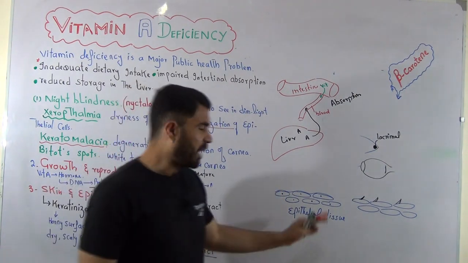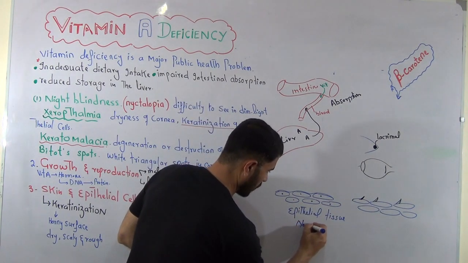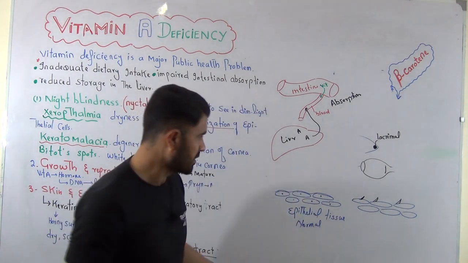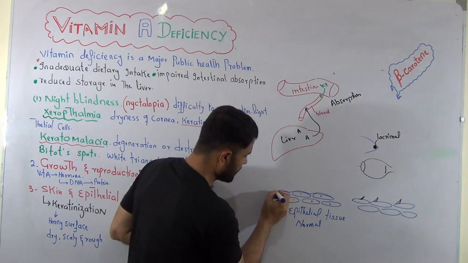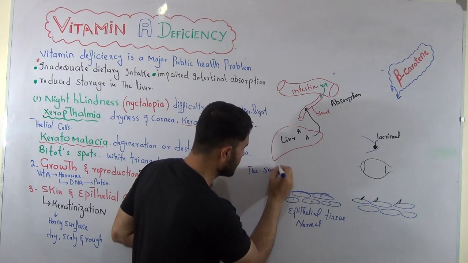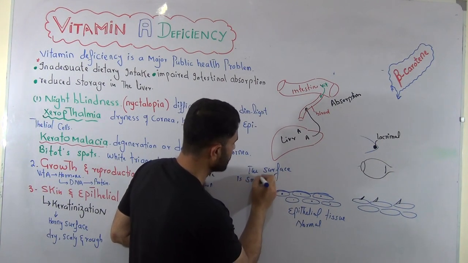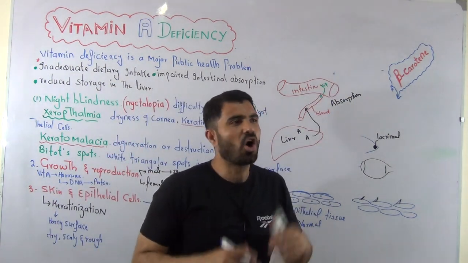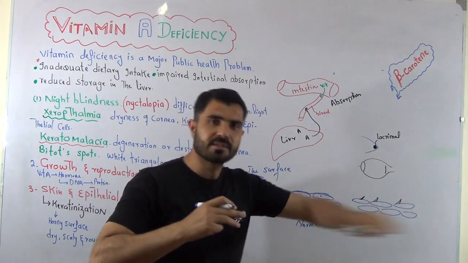Fine. Epithelial tissue can be found in two states. One is the normal state. The other is the problematic state, the disease state. The normal state is what? If you see these cells, the surface is smooth. There are no sharp objects. The surface is quite smooth.